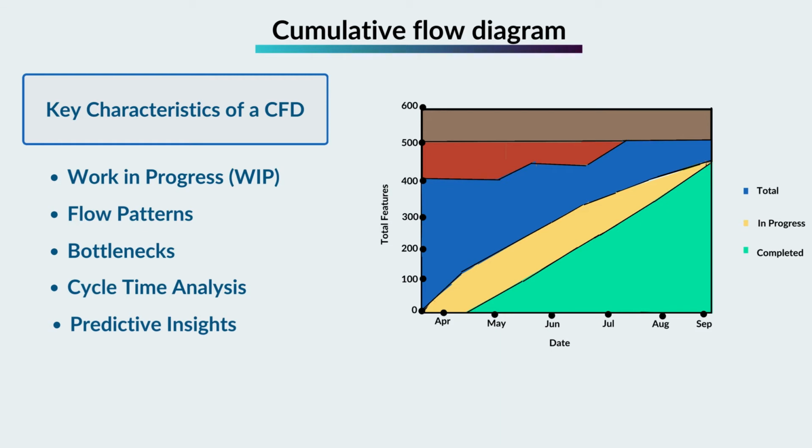Work in progress, WIP. The width of each color band on the CFD corresponds to the number of work items in that state at a given point in time. A wider band indicates a larger number of work items in that state.